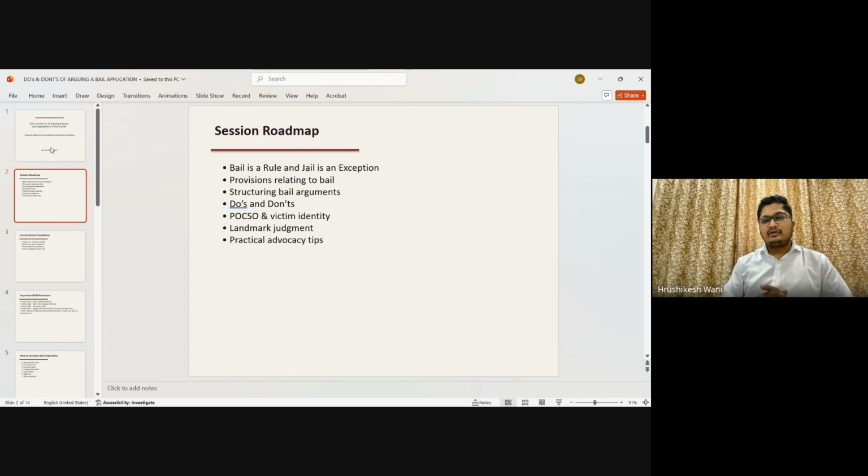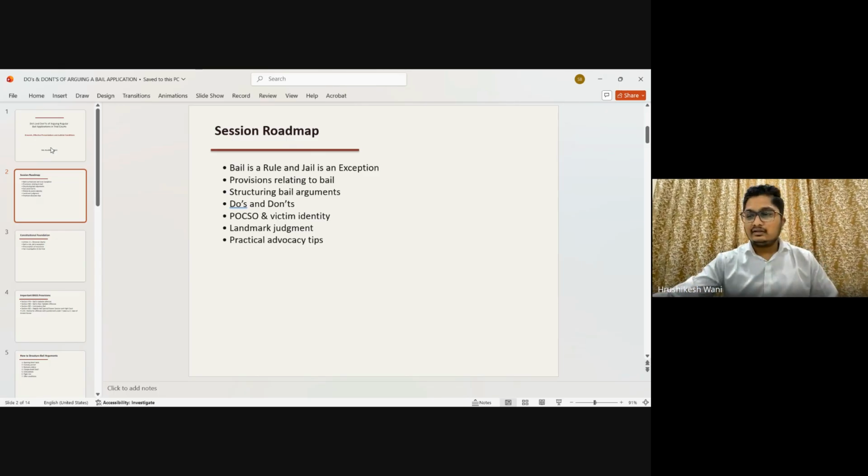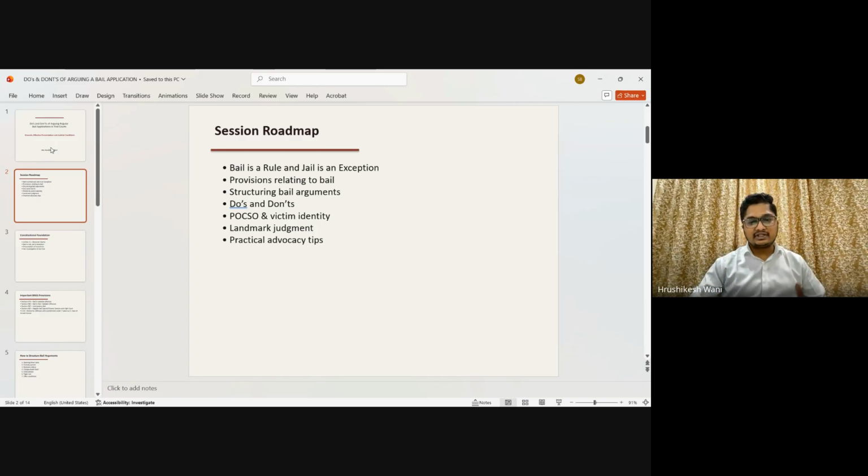So what happens when a case is registered against any accused? The investigation takes time, then the charge sheet is filed, and the trial takes time. There is also a pendency of cases. Considering all these aspects, any person's liberty must not be curtailed unnecessarily. So this concept of bail has originated.